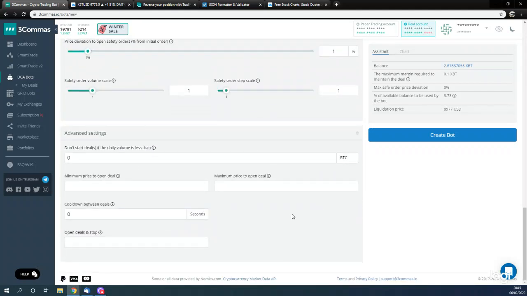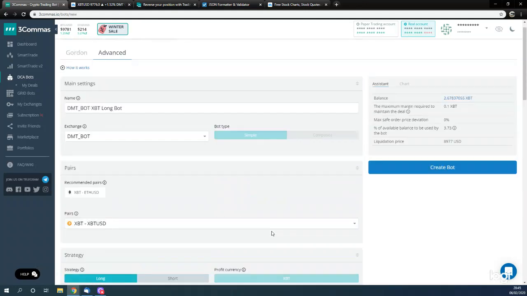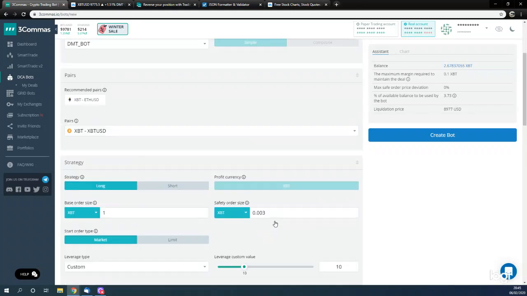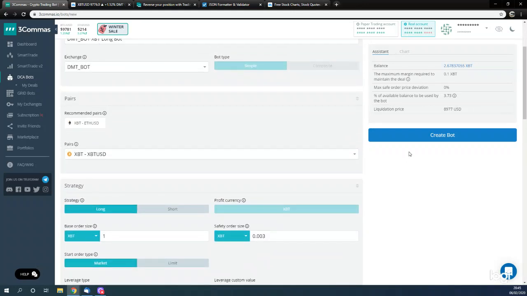So we don't need any of these advanced settings. Right, so that's all set up. What we need to do now is click create the bot.